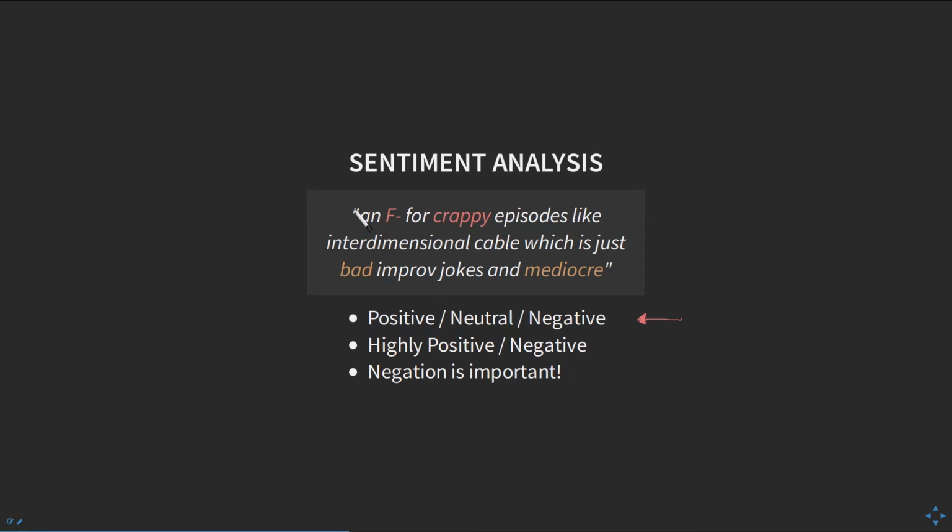Now, if we stick to our movie review case that we were discussing, this might look like this box over here. So this is a negative review for a well-known cartoon that, as you can see, has a bunch of words in there where we can already intuitively say that this is a negative review. We don't need to see the label for this. There are crappy episodes in here, mediocre, bad improv jokes. So it's probably unsurprising that this review was given a 1 as a score.